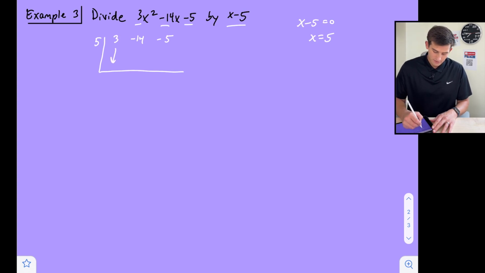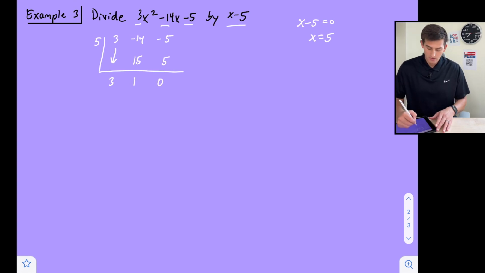So now we're going to bring down our first term. So we have 3. Now we're going to multiply the diagonal. 3 times 5 would be 15. And now we're going to add. This would be 1. And 1 times 5 would be 5. And when we add here, we get 0. So we can see we have a remainder of 0, our constant term, and our linear term. So our solution here, our quotient, is 3x plus 1.